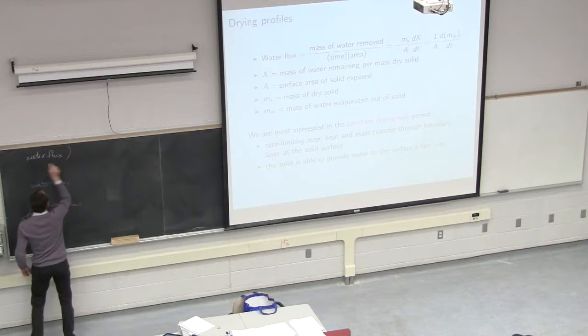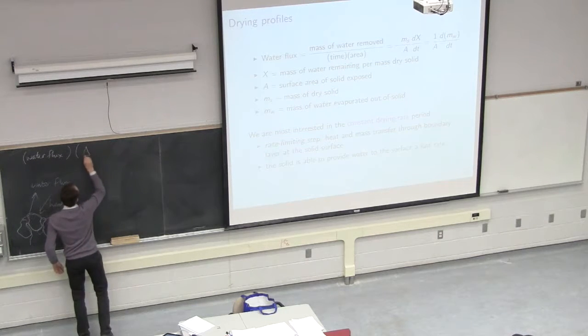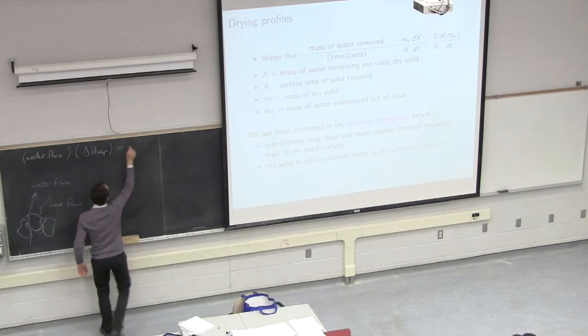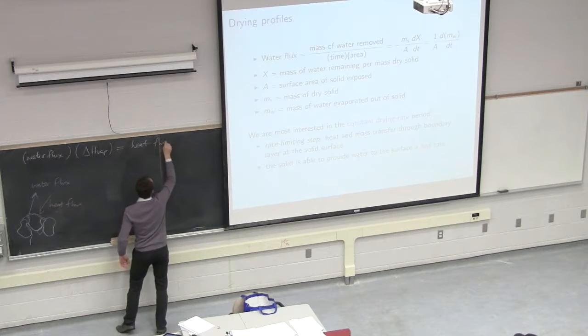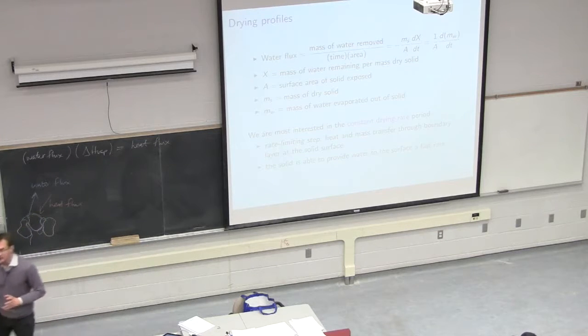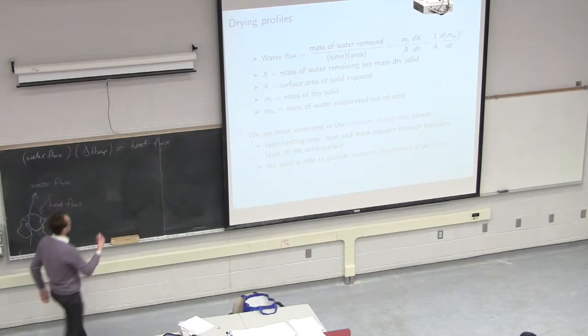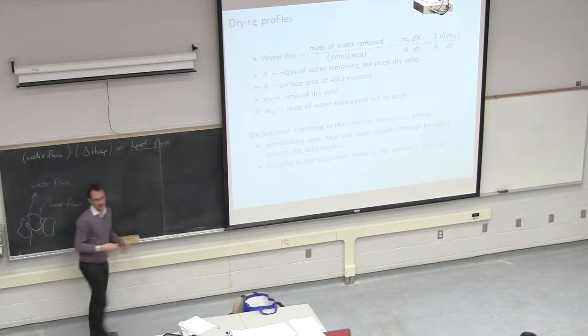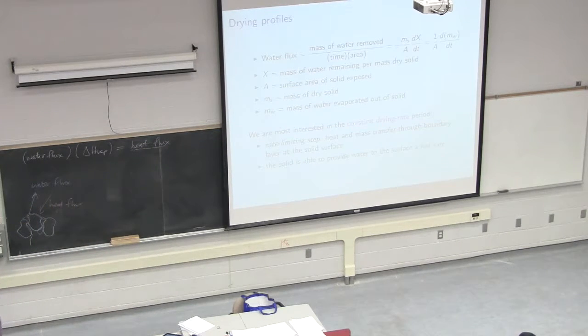It said the water flux times the heat of evaporation is equal to the heat flux. Now, whenever you look at unit operations in chemical engineering that have both heat and mass transfer, unless it's just a pure heat exchanger where you're just exchanging heat between two streams, the reason why you have heat moving around is to do something useful. And what is the useful activity in this particular case? It is to drive off the moisture from the surface.